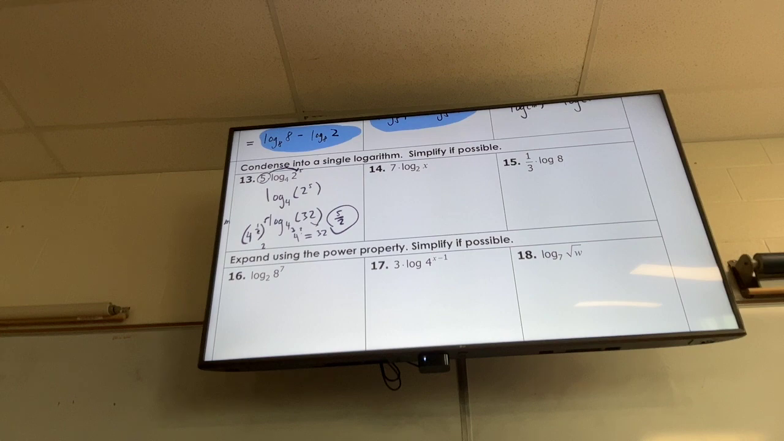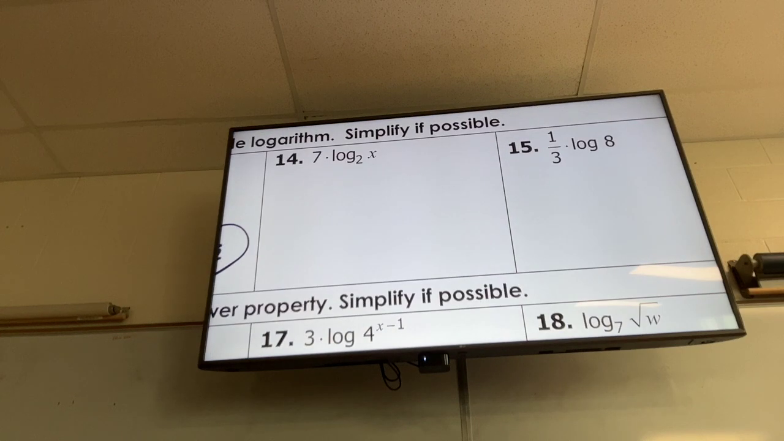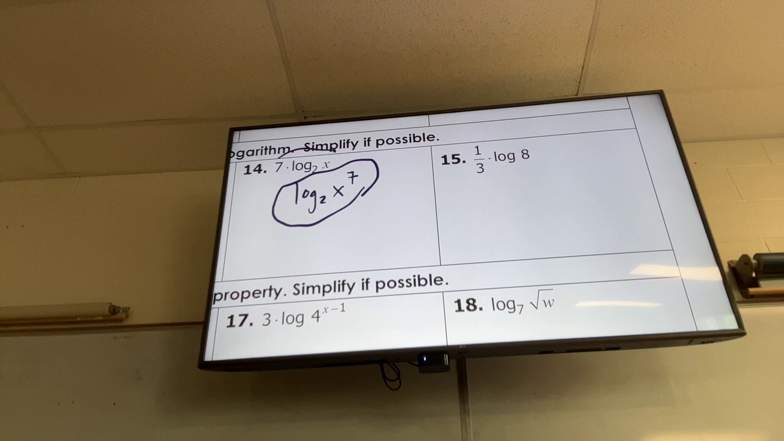This one, you just move the 7 inside. Log base 2 of x to the 7th. Okay. This one, what does this become?